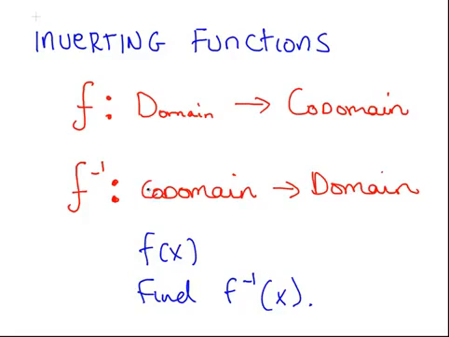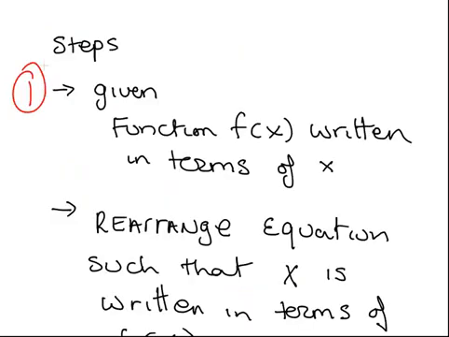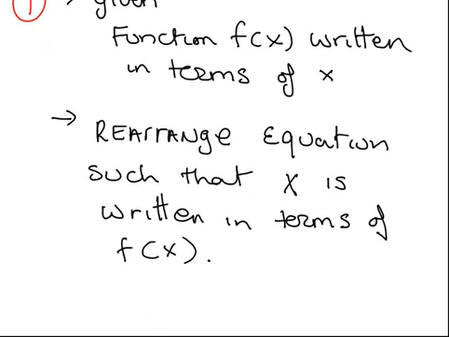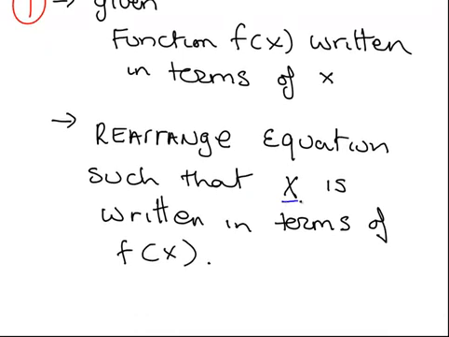What's that about? It's an important matter later on, because it explains a trick that you use here. So, steps. First off, given a function f of x written in terms of x, what we do is arrange the equation such that x is written in terms of f of x. So essentially we reverse the orientation of the expression. We'll talk about that shortly.